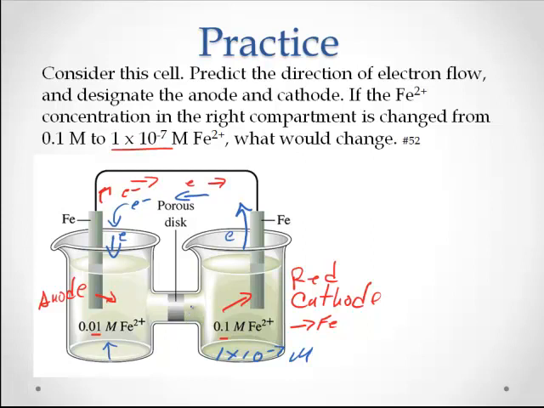All right, so that's what happens when you have concentration differences. You do get a voltage. It's a small voltage, and it's good for us to be able to predict which way it's going to go, whether it's going to be to the left side or the right side.